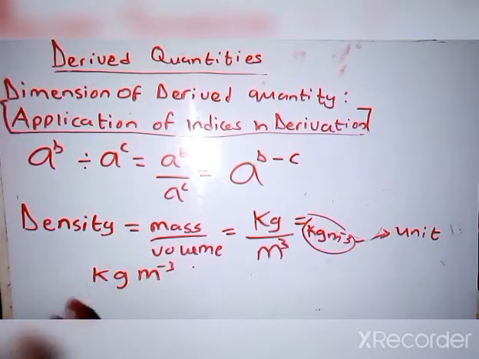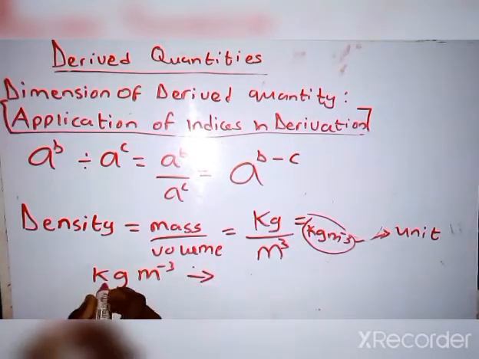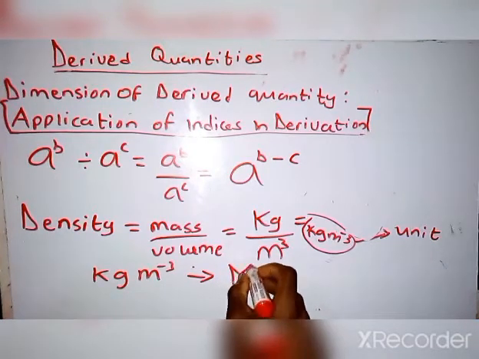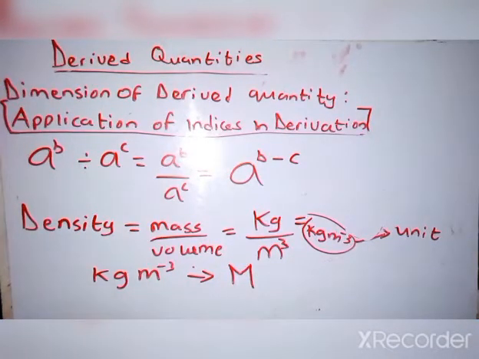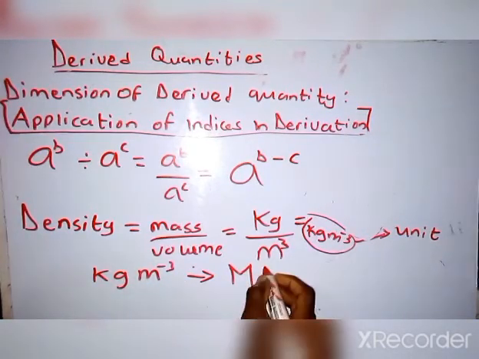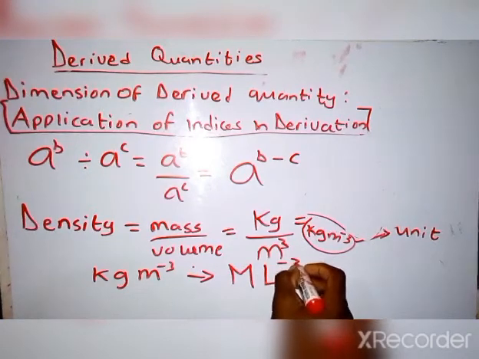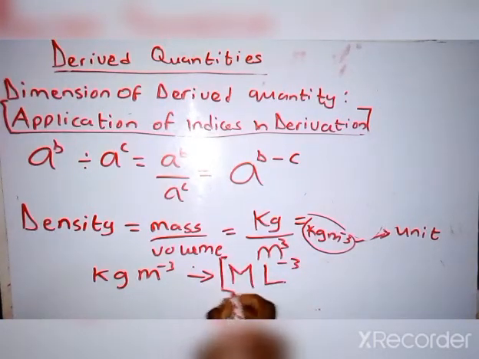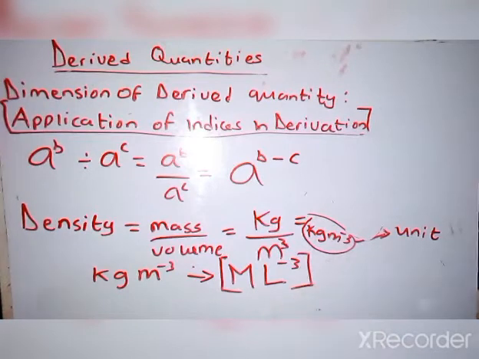So this kg is the unit of mass. To get the dimension, just write this kg, the unit of mass, as capital letter M. And this meter is the unit of length, in capital letter L, so we put it raised to minus 3. So this is the dimension of density. Note that dimension is always in an enclosed bracket like this. So that is the dimension for density, and this is the unit of density.